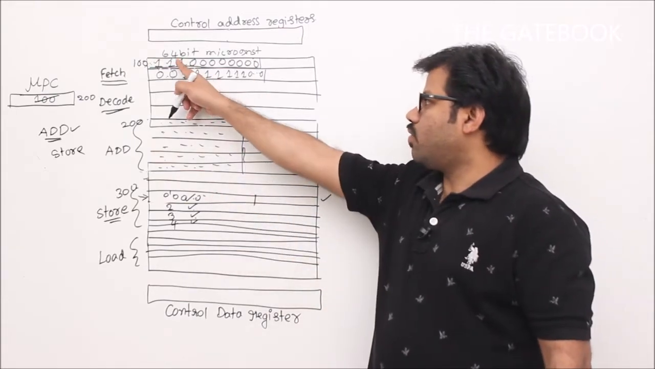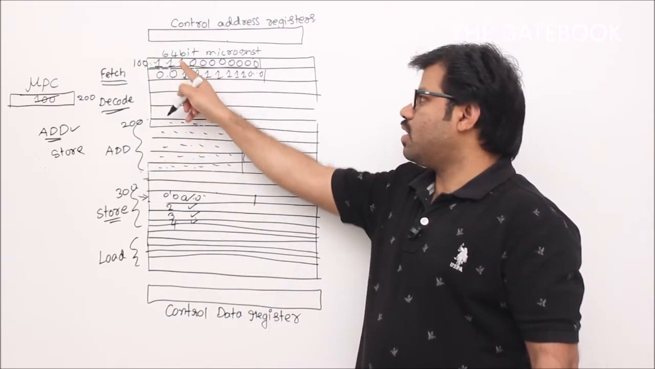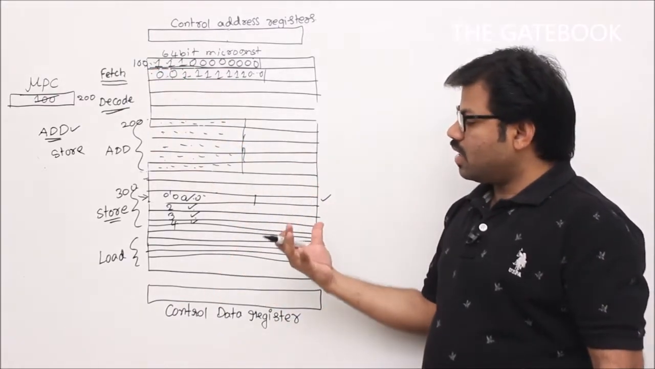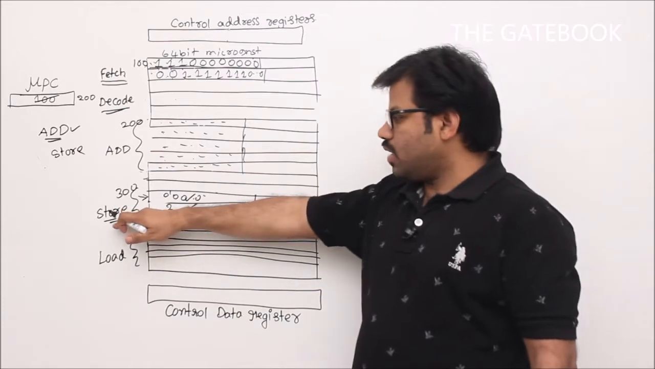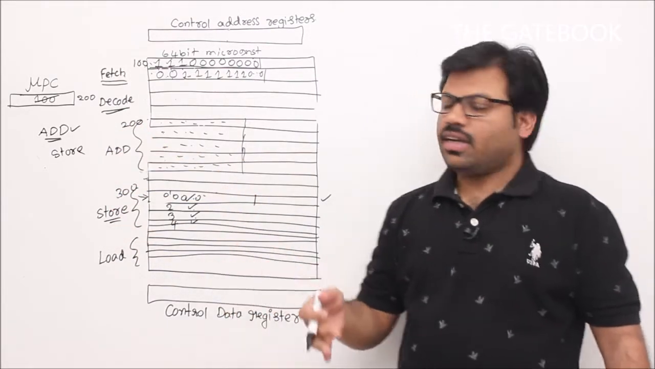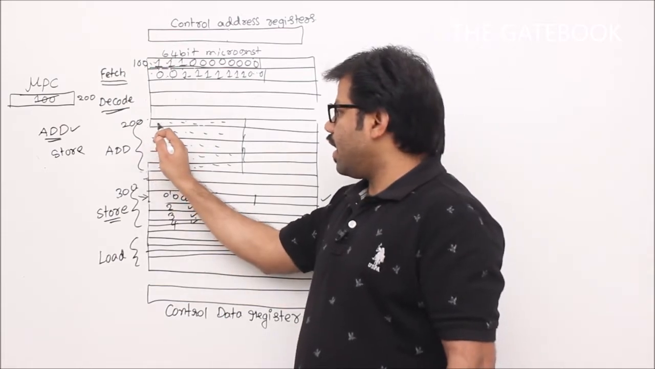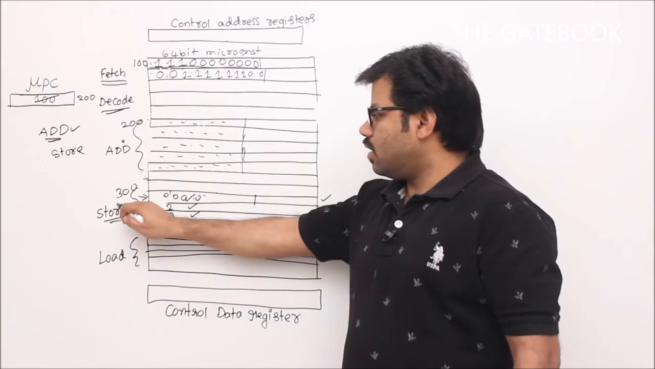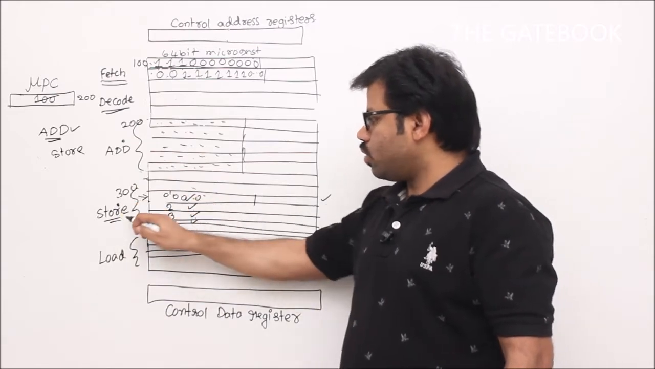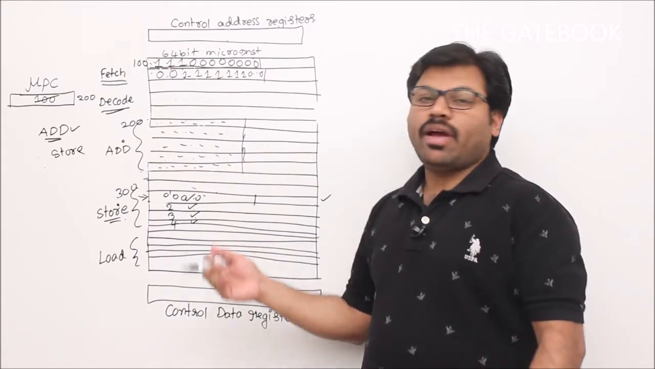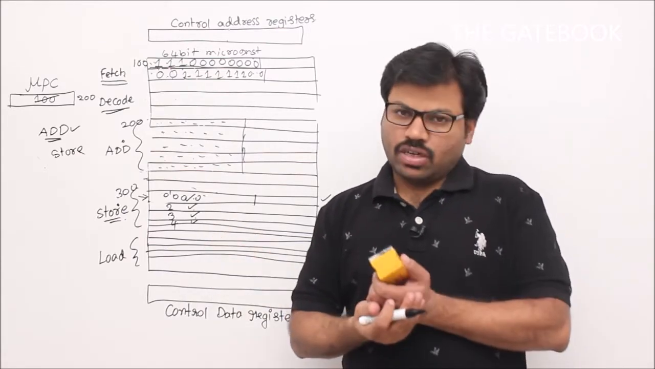For that, some of the control signals which are common for every instruction are here, and the remaining signals which are special to a particular instruction are stored as a program for every instruction, correct? So that's why I can say that this area is the micro program related to the add instruction, and this is the micro program related to the store instruction, and so on. In that way, for every instruction there should be one micro program, correct? Apart from that, what do you want?